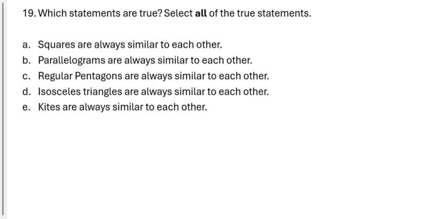Problem 19, which statements are true? Select all of them. Squares are always similar to each other. That's true. The corresponding sides always have the same scale factor, and angles will always be the same. Parallelograms are always similar, not always true. Regular pentagons are always similar. Isosceles triangles are not. You can make the angles different. And kites are not. Same, you can make the angles different as well as the sides. So they don't have the same scale factor.